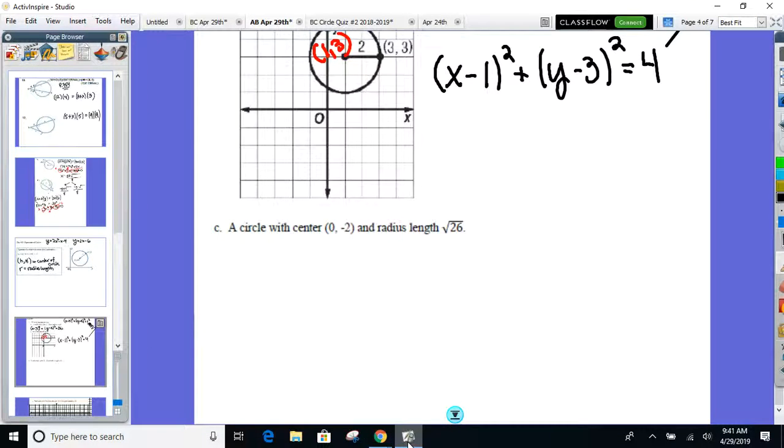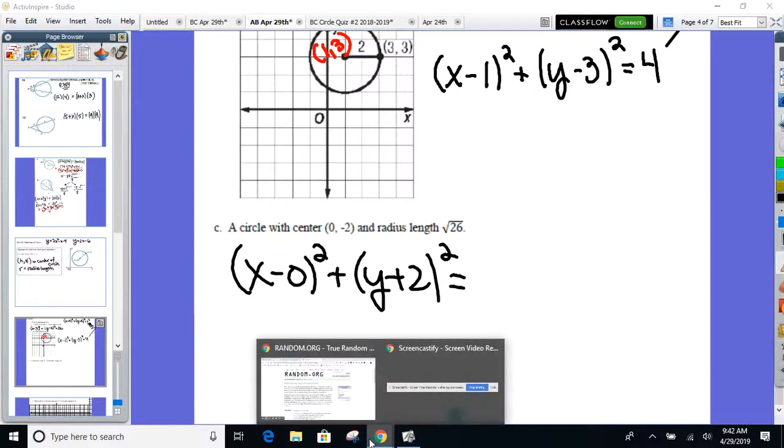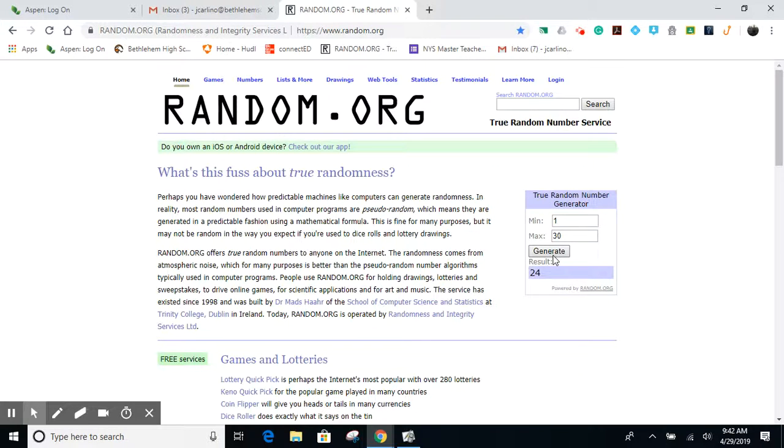Here we go. You got the left side: x minus 0, squared, plus y plus 2. I changed the sign. Squared. All right, nice job. Any issues there? Oh boy.